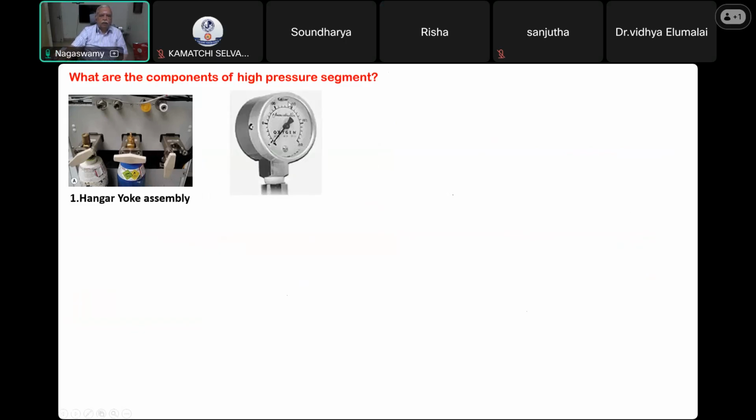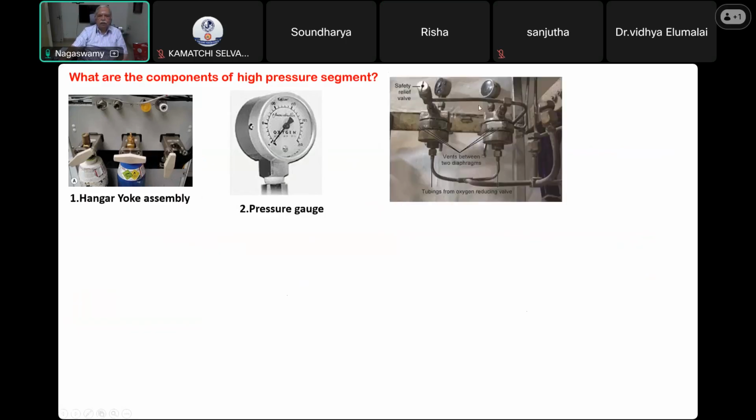Then what is this? Bourdon pressure gauge. Pressure gauge. So this is the second component. What is this? Pressure regulators. Pressure regulator. Okay. So these are the three important components, apart from the pipeline gas outlet or the cylinder which is fixed to the machine. These three are the important components of the high pressure segment.